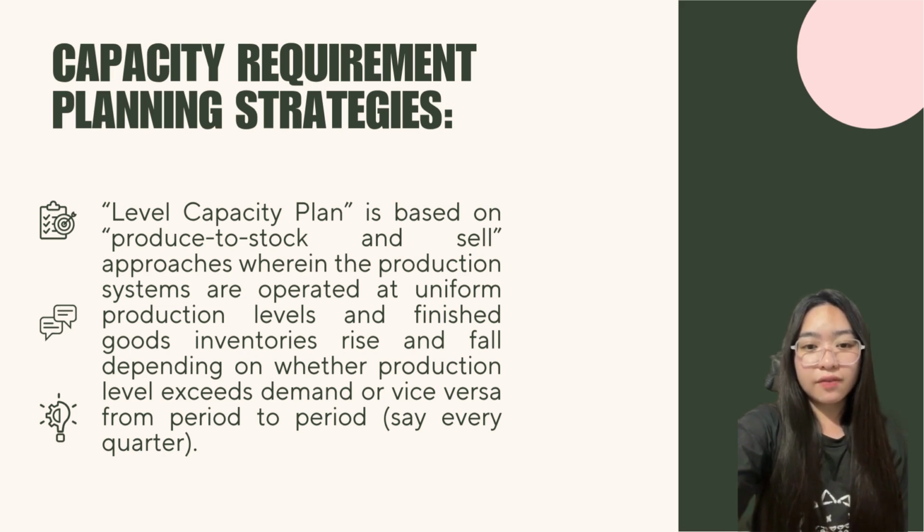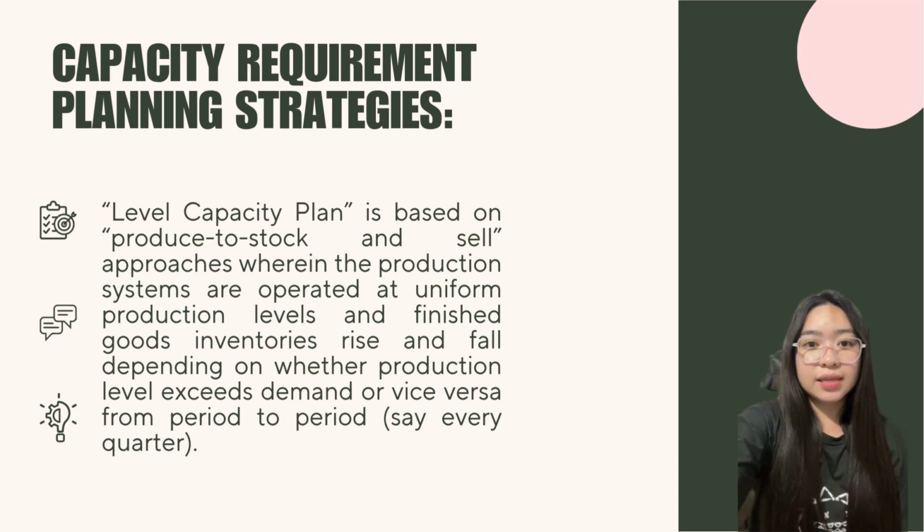The first one is the level capacity plan. It is based on the produce to stock and sell approaches wherein the production systems are operated at uniform production levels and finished goods inventories rise and fall, depending on whether production level exceeds demands or vice versa from period to period. Let's say every quarter. So what is it? You produce the same amount of goods regularly, even if the customer demand changes.